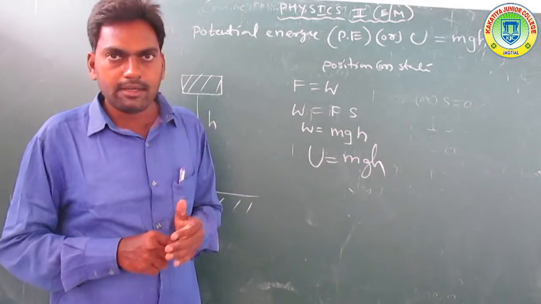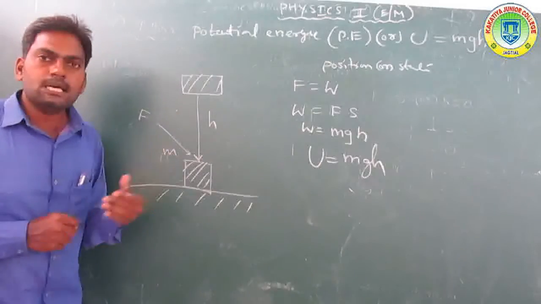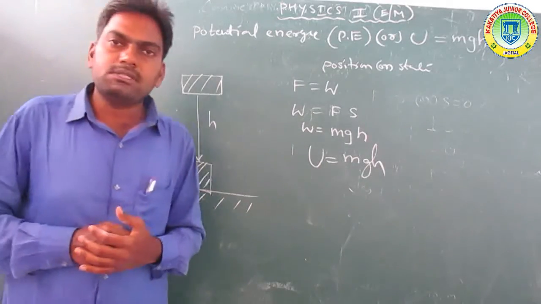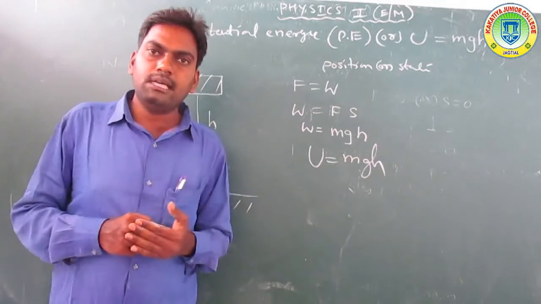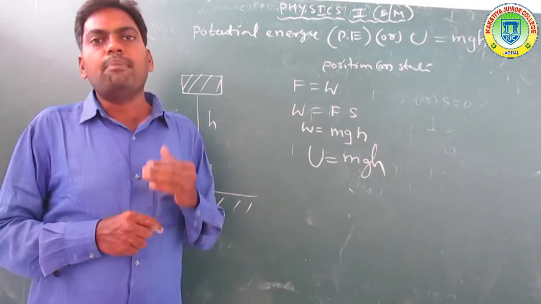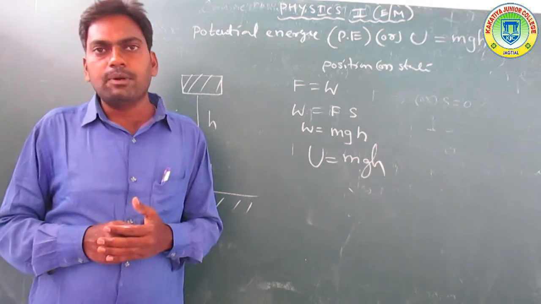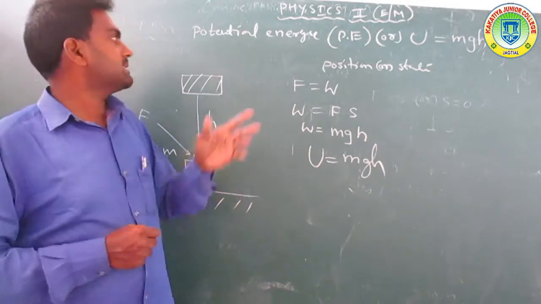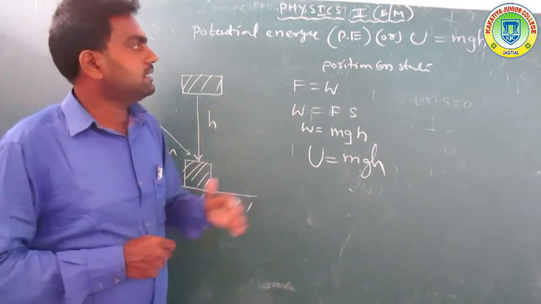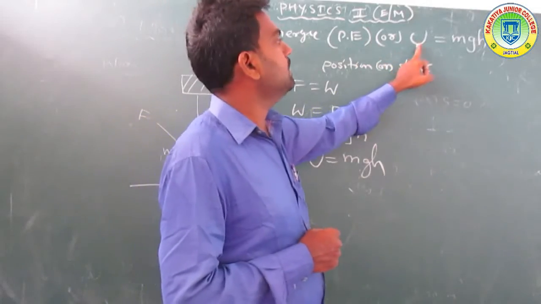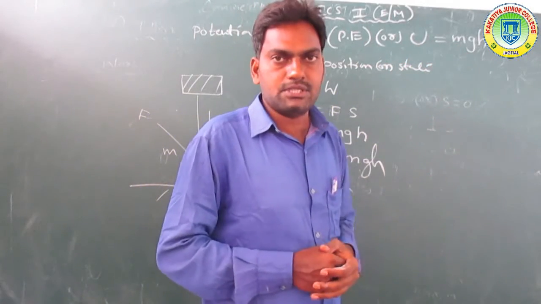Clear that? Got it? So first of all, what is potential energy? The energy possessed by a body by virtue of its position or state is called potential energy. The equation of the potential energy is U is equal to mgh.